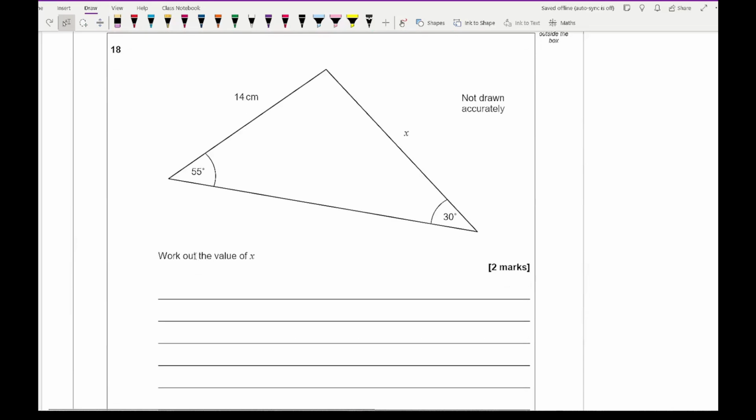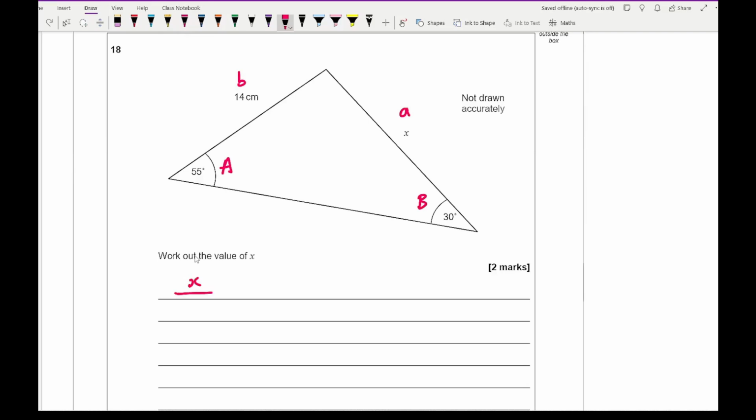Moving on to question 18, it says work out the value of x. So here we've got a non-right angled triangle, so it's going to be either using cosine or the sine rule. We've got 2 angles and 2 sides, so we're going to be using the sine rule. So labelling this up, let's label our first angle A and the opposite side a. Then we've got B and we've got little b.